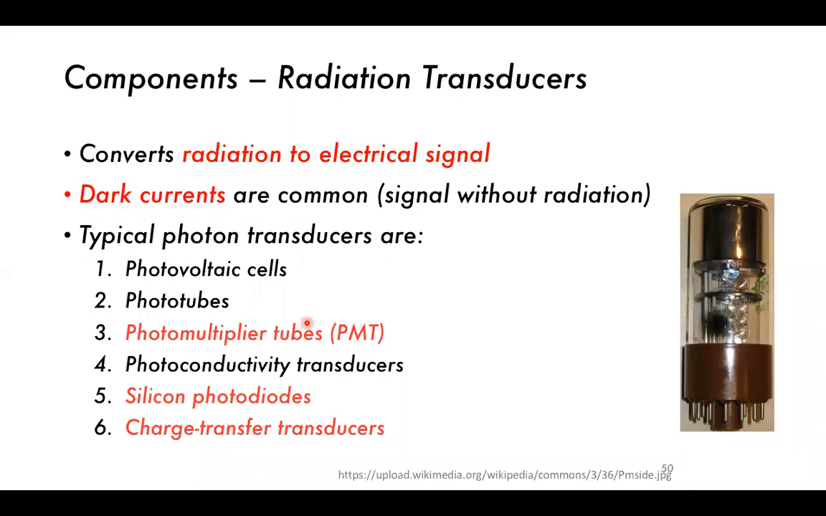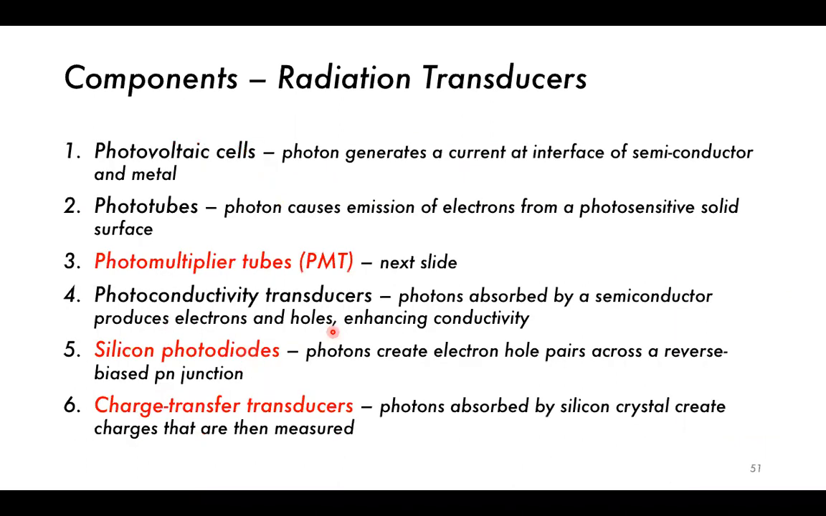So yeah, photomultiplier tubes. So photovoltaic cells. These are some descriptions. In photovoltaic cells, the photon generates a current at the interface of a semiconductor and the metal. The photovoltaic effect you might have learned about in Gen Chem 1, general chemistry, sometimes it's talked about there. I think I talked about it before.